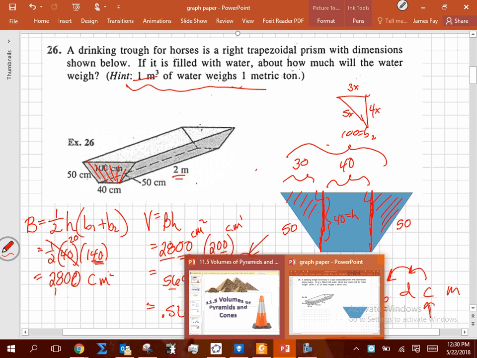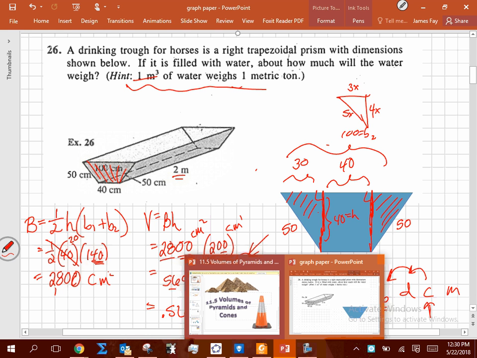So that's not a lot of water, is it? But it has a pretty good amount of weight on it. Questions on that? Is this something we can do?